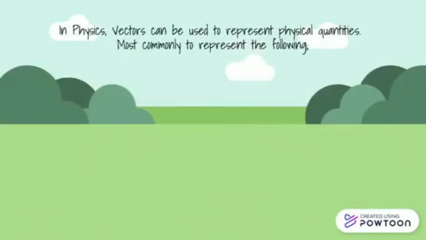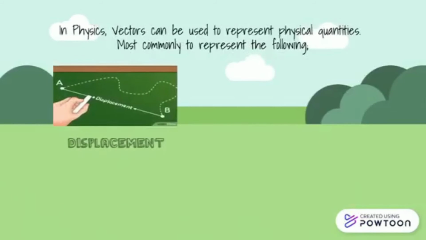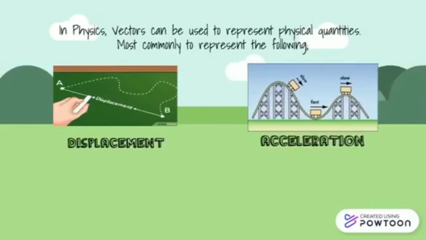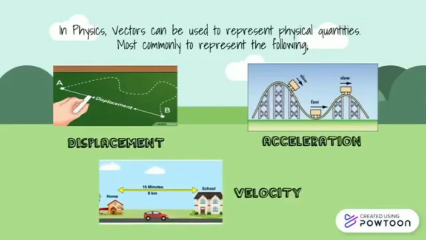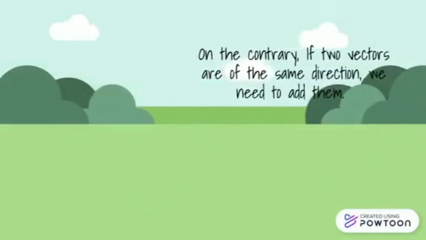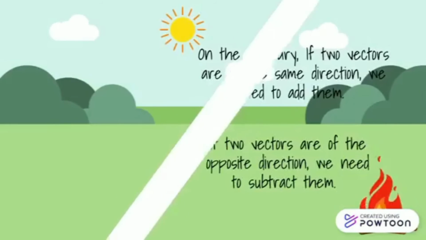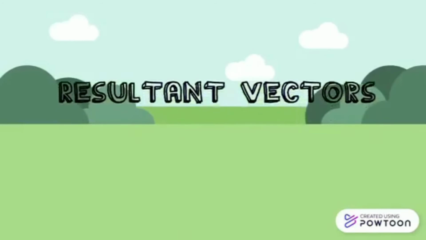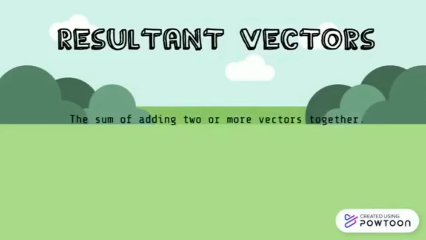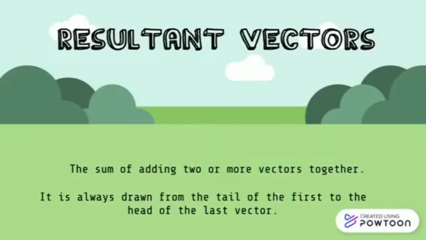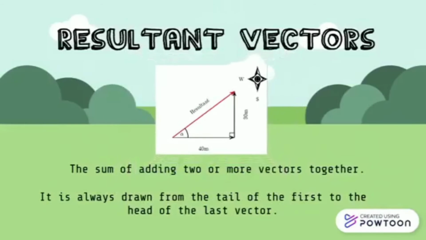Vectors can be used to represent quantities like displacement, acceleration, and velocity. If two vectors are of the same direction, we need to add them. If two vectors are of the opposite direction, we need to subtract them. Meanwhile, resultant vectors are the sum of adding two or more vectors together.